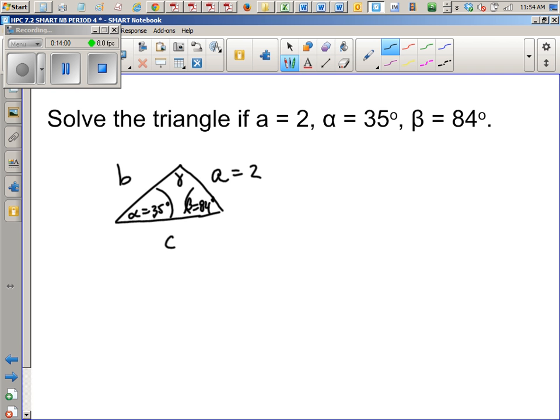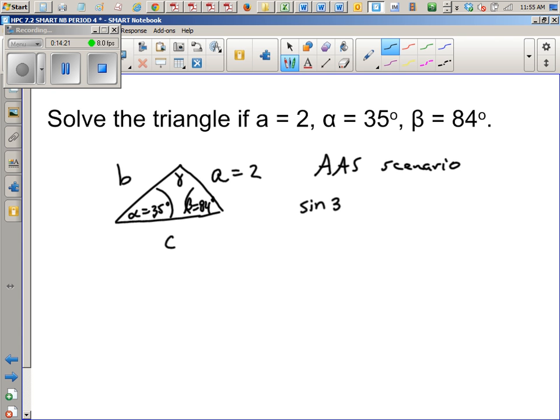This is what we call an angle-angle-side scenario. Two angles, but the side that they gave us is not in between them. This is an AAS scenario. Law of sines works great on this. Watch, just set it up.